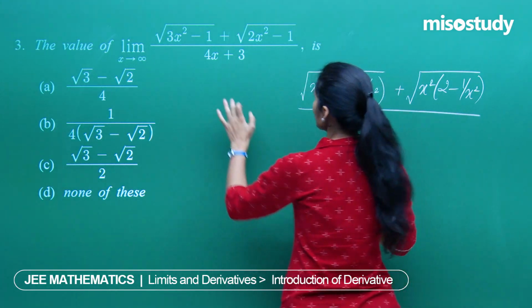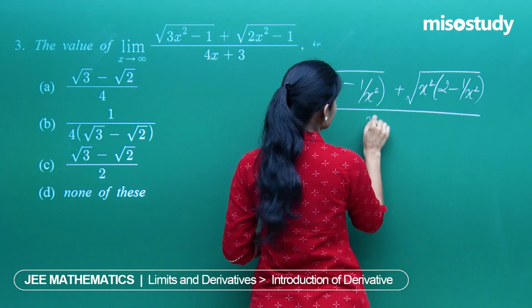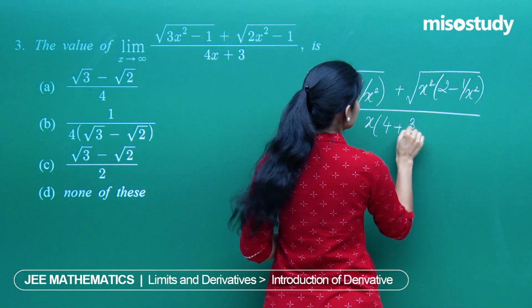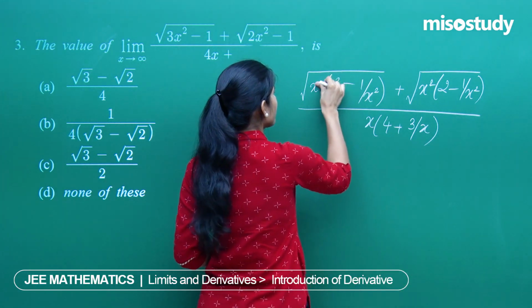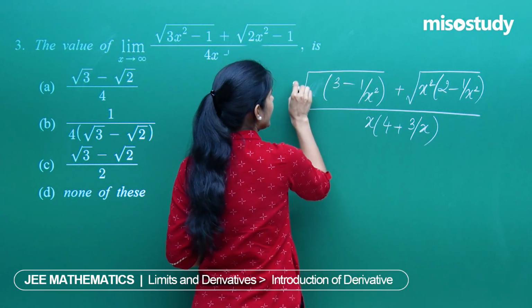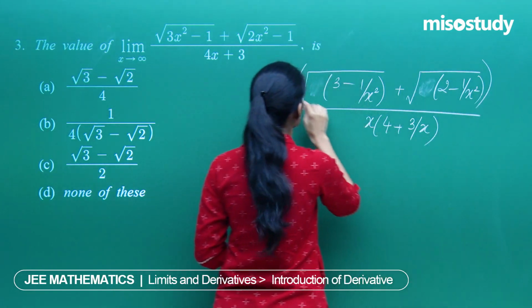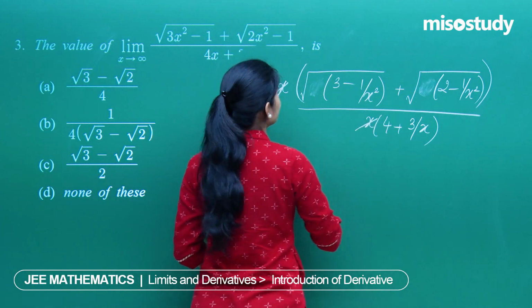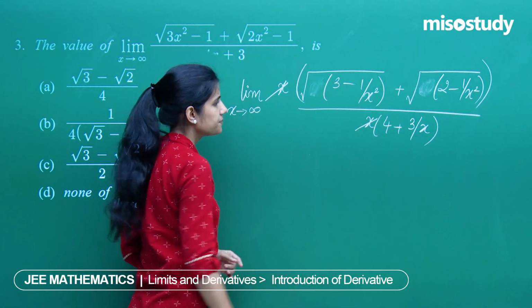In the denominator also, I don't want x over here, I am going to take it in the denominator then. So I have x common, 4 plus 3 by x. Very clearly, square root of x square is going to be x, so x is going to come out common from the entire numerator and get cancelled. I have limit x approaching to infinity.